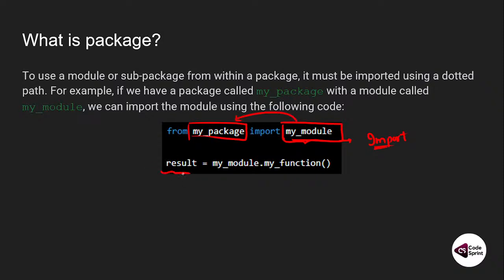Afterwards, you simply use it. First of all, you write the module name, afterwards a dot, then whatever functions it provides. So to use a module or sub-package from within a package, it must be imported using a dot path. We have just discussed that we need to use the dot operator, and we have seen the example as well.